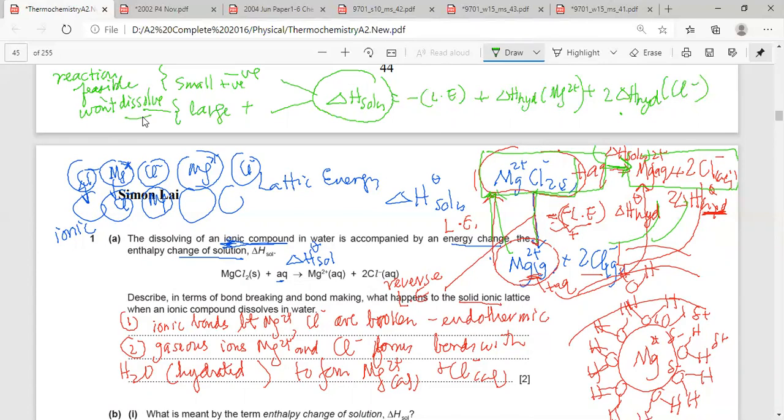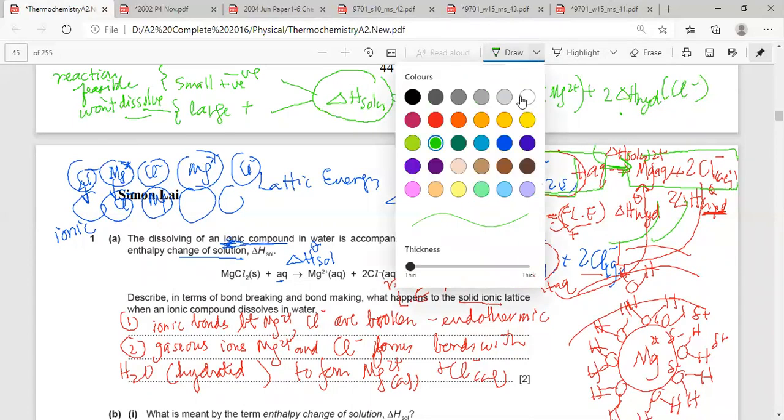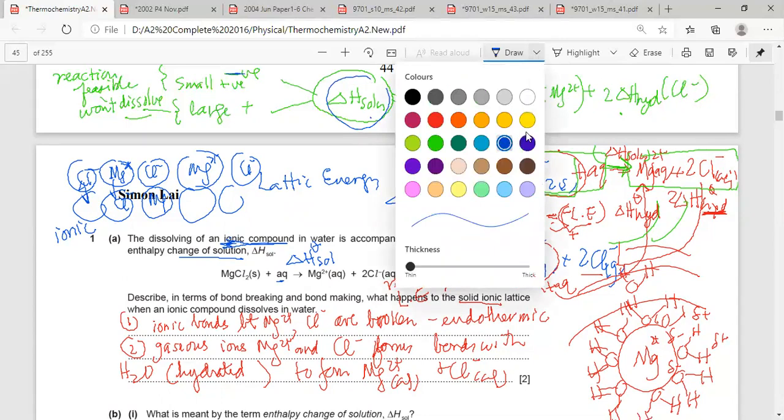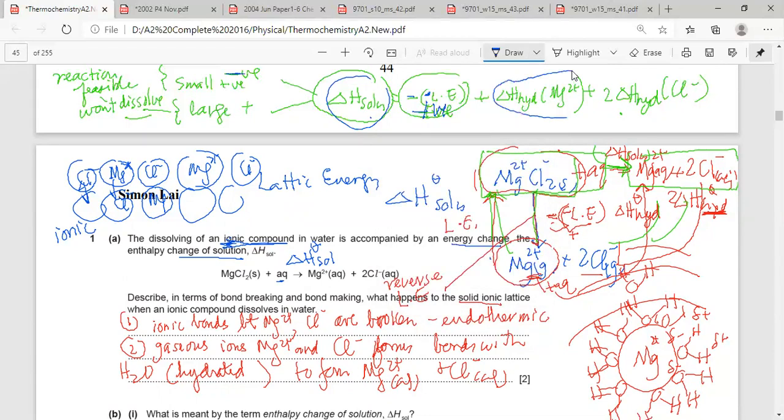See now. Remember, in this case this one here is always positive. I put blue, very important. Why always positive? Because the reverse lattice energy is positive, since the lattice energy is negative. For the whole thing to be negative, these two hydration terms joined together, which are always negative, must overcome the other.